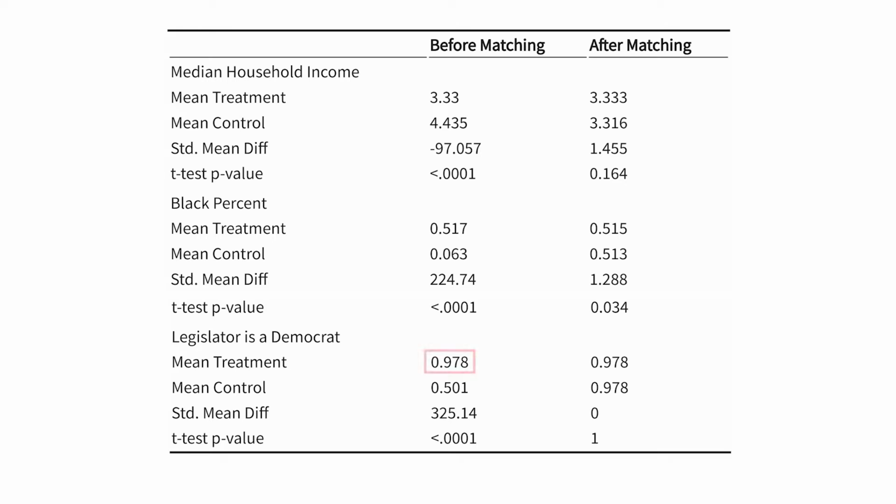We actually match it on the mean perfectly for the legislator as a Democrat variable, right? Before, 97.8% of the black legislators were Democrats, but only 50.1% of the non-black legislators were. But after matching, it was exactly 97.8% for both of them, right? It ended up picking almost entirely Democratic non-black legislators as treatment and control observations for the black legislators.